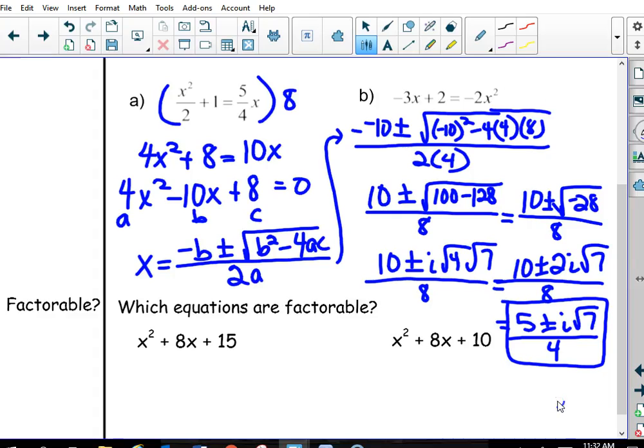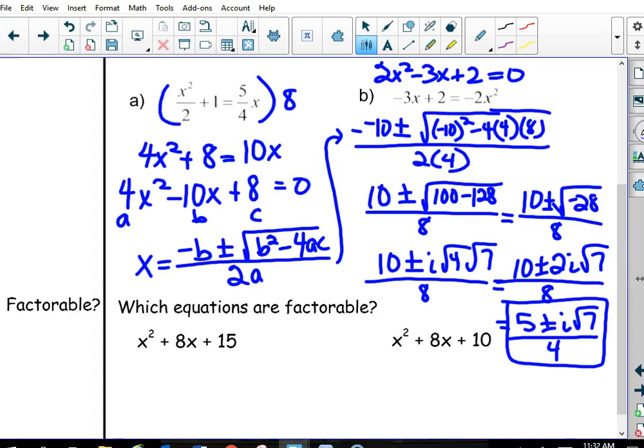Now, look at B. If I add 2x to one side, I get 2x squared minus 3x plus 2 equals 0. I have to use the quadratic formula. That thing is not factorable. So just get a 0 on one side on problems like this and use the quadratic formula, just like in part A.